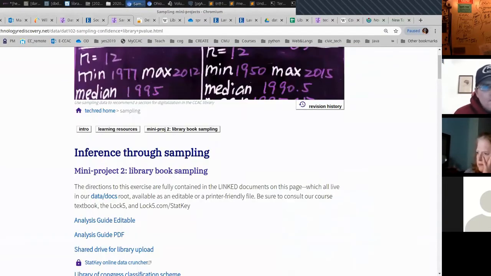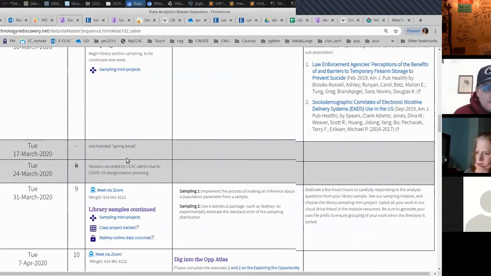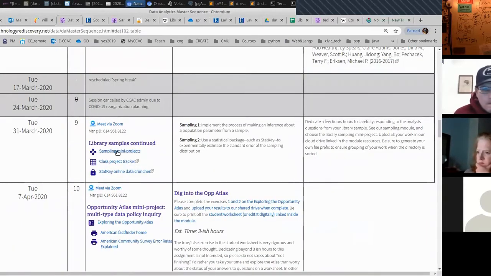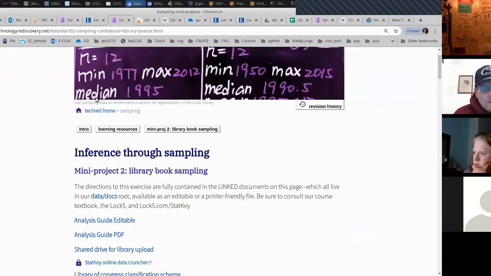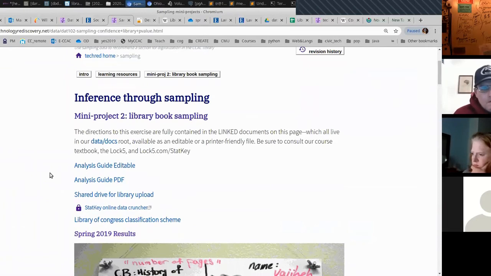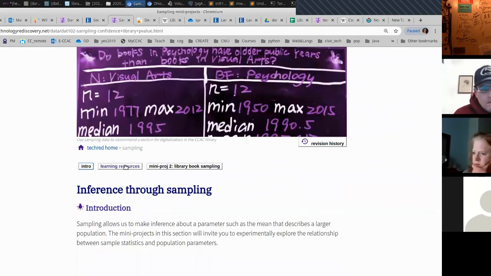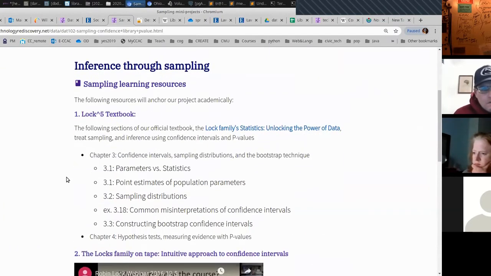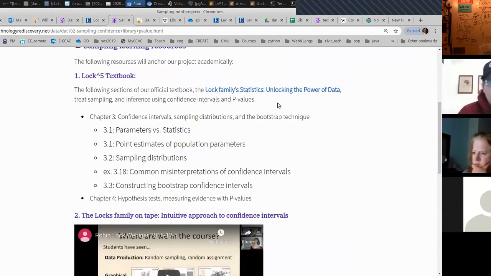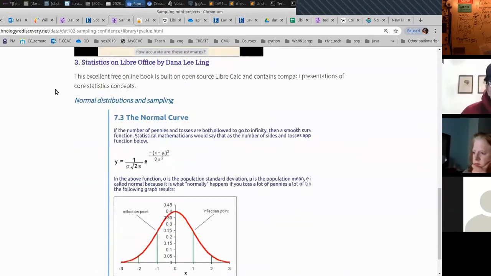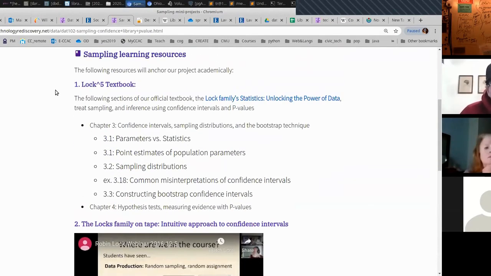So let me orient, let's get set up here on the library sampling. The first thing I'd like to do, by the way, here's tonight's link, and then sampling mini projects will jump you to here. I put a couple of buttons up here, learning resources. I posted a set of three core resources that we can use for analysis.